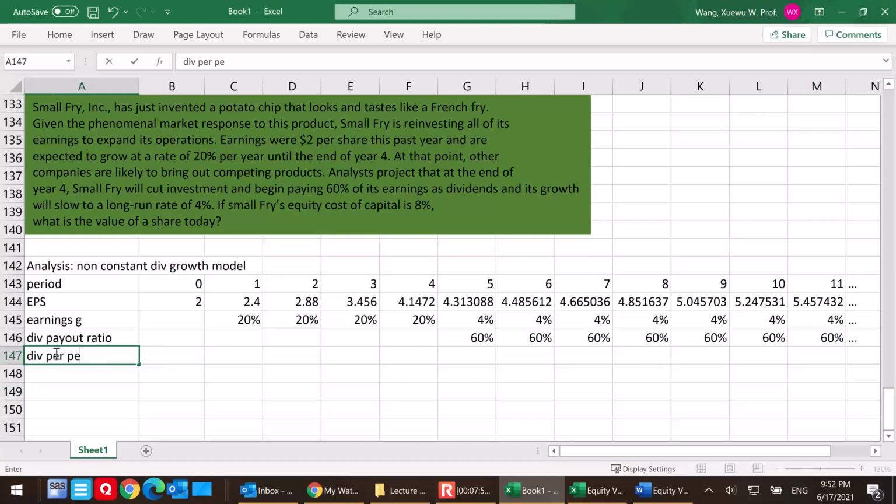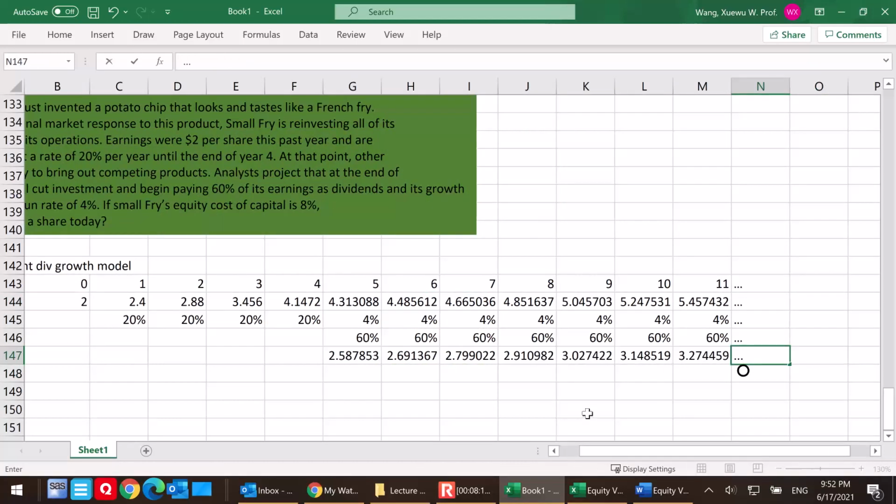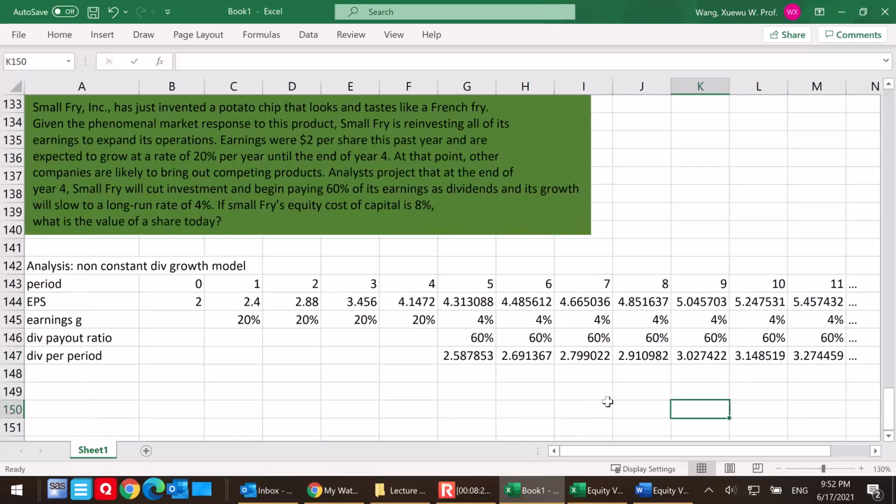And now we can say, hey, I have the earnings per share at $4.31 in year 5, and they're going to pay out 60% of that as dividends. So yes, I can multiply these two numbers, and that means the company is going to pay $2.58 per share dividend in year 5. All right, and I can copy this across. All right, so these are the dividends in the future periods.